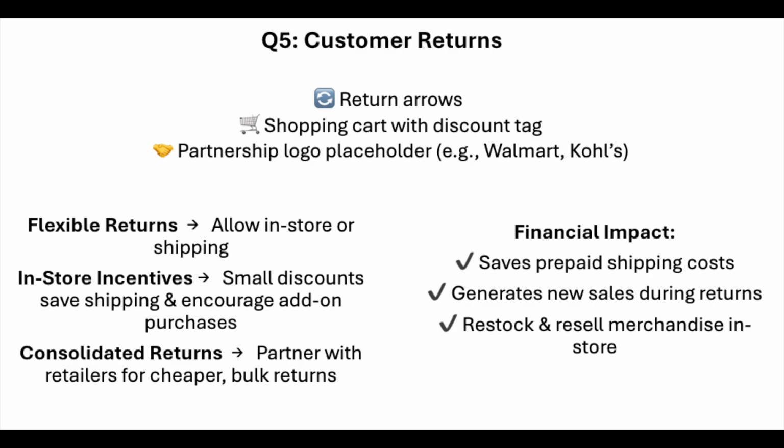Moving on to consolidated returns, partnering with retailers for cheaper or bulk returns would be very cost efficient in terms of saving for the company and for the client. The client will be able to save time, the firm will be able to save money. Partnering with large retailers such as Walmart, Amazon, Staples, other companies would be able to allow clients to return with ease.